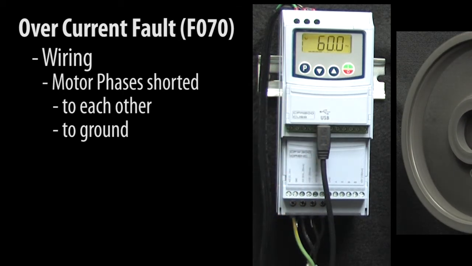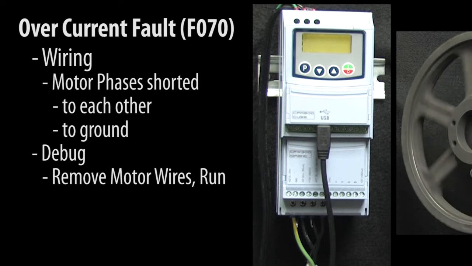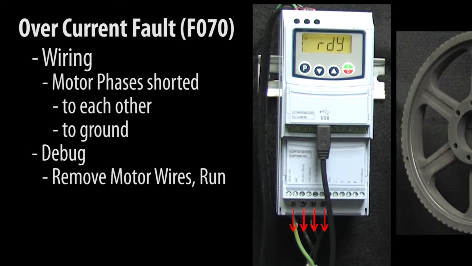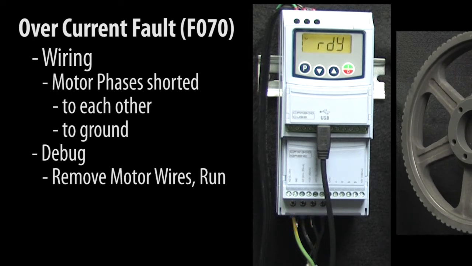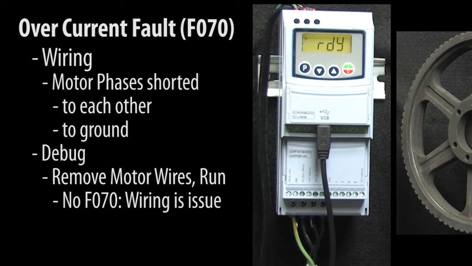So if you get an overcurrent fault, check your motor's wiring. And the quickest way to do that is, with the drive powered down, of course, remove the motor's wiring from the drive, and then hit run. If the drive runs without a fault, then there's definitely something wrong with the wiring to the motor, or the motor has an internal short.